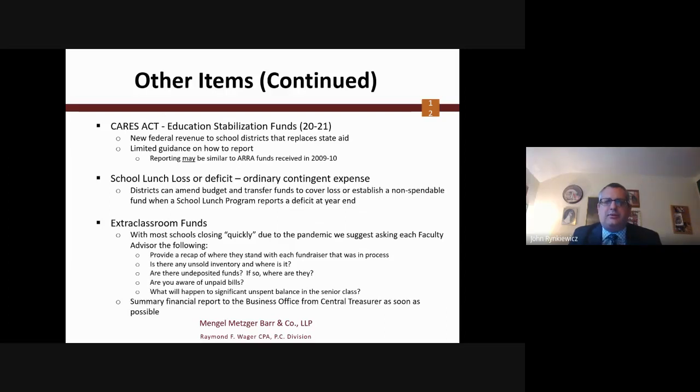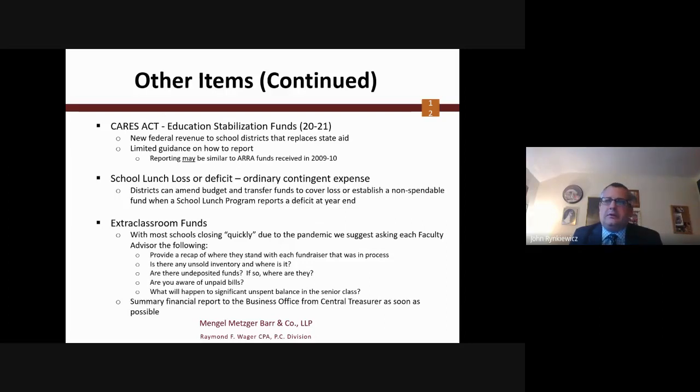Okay. Extra classroom funds. So the districts had to shut down pretty quickly without a lot of lead time on what to do. So you may have some things going on in the extra classroom, like fundraising that was going on, or trips that were planned that weren't able to be taken. And so we're recommending that districts do contact the faculty advisors and your central treasurers and make sure all that stuff gets resolved. If there are any deposits that weren't made sitting in someone's drawer, make sure those get deposited. Any unpaid bills should be paid.